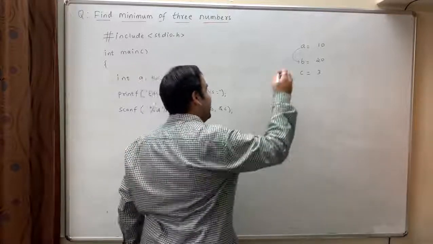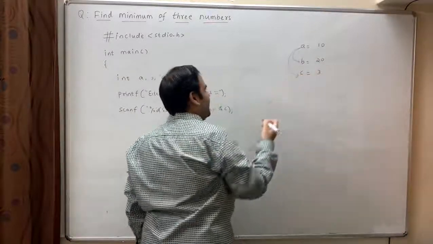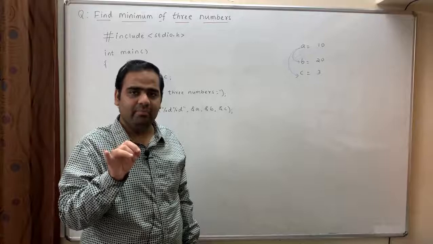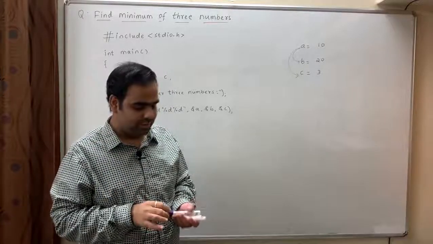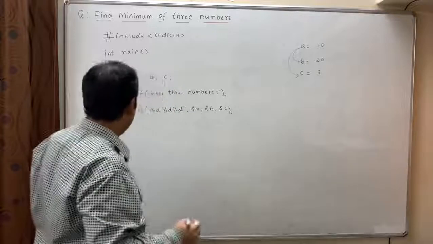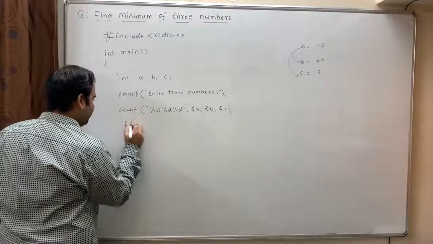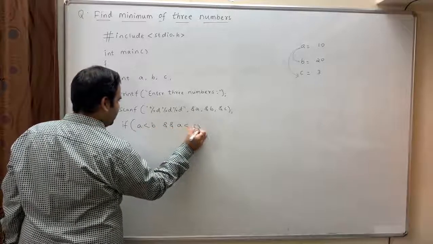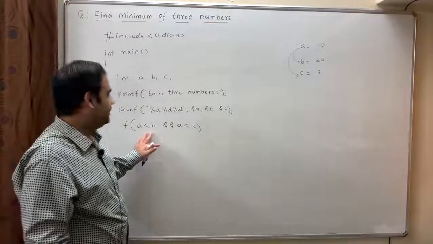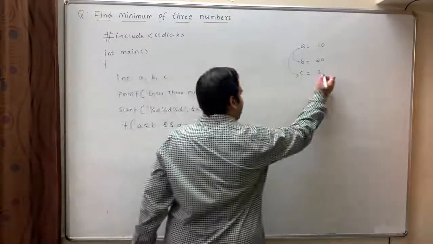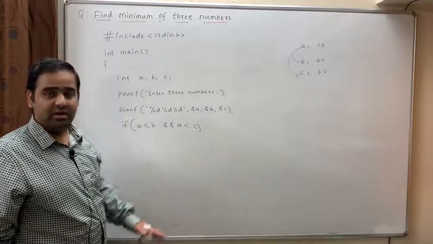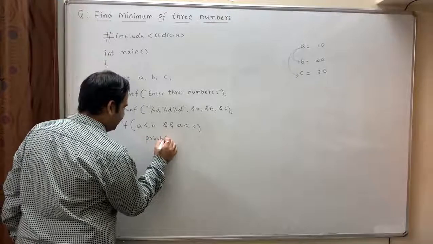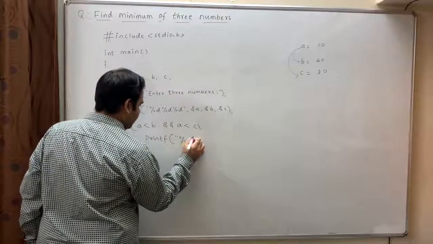That means I need to also compare the value of A and C. Therefore, what will be the first condition? The value of A should be less than B as well as the value of A should be less than C, then only A is minimum. Hence, we write over here, if the value of A is less than B and the value of A is less than C. Yes, the value of A is 10, less than 20, yes. Assume that the value of C is 30, 10 less than 30, yes. What is minimum? A is minimum. Therefore, we write here printf A.